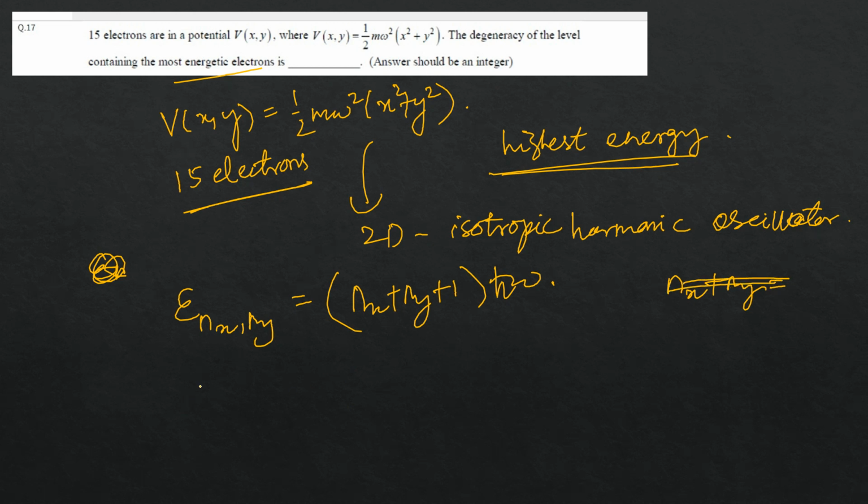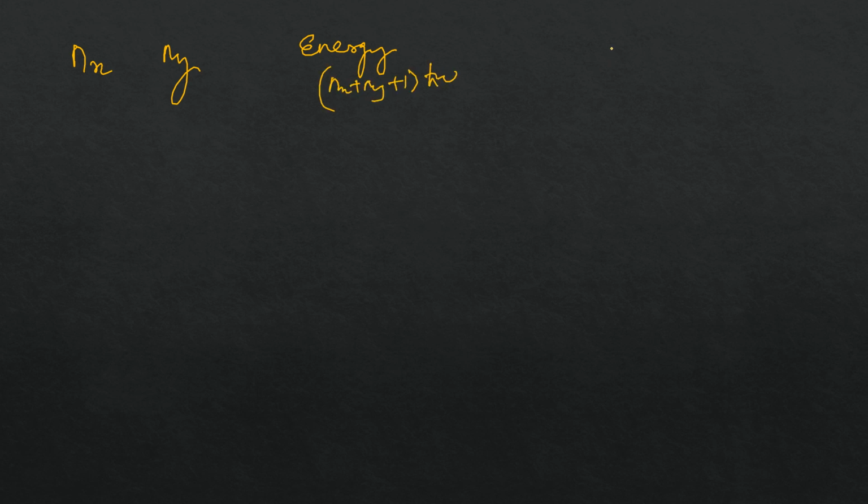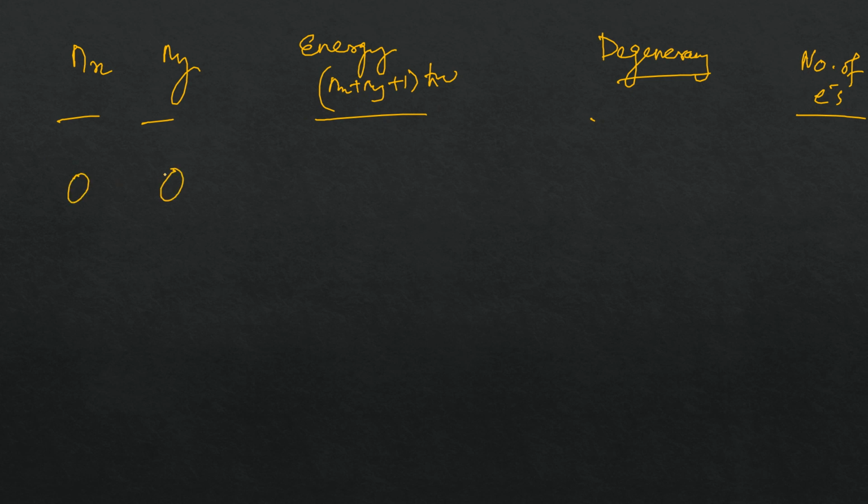So, what will we do? We will draw a table now. nx, ny, and the energy, which is (nx plus ny plus 1) h cut omega. Then the degeneracy, and the number of electrons. For nx equal to 0 and ny equal to 0, the energy will be h cut omega. Degeneracy is 1, and the number of electrons will be 2. In one state, there will be 2 electrons.